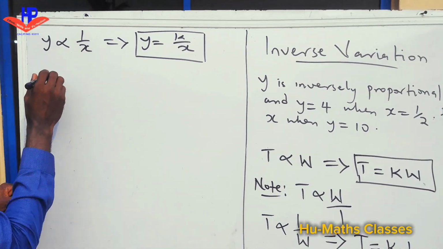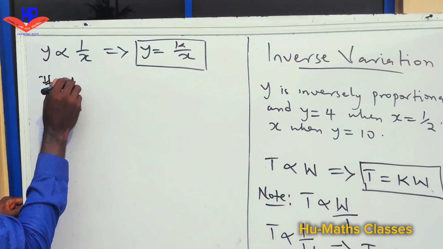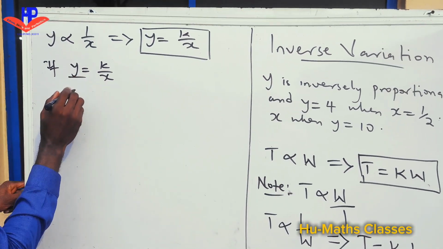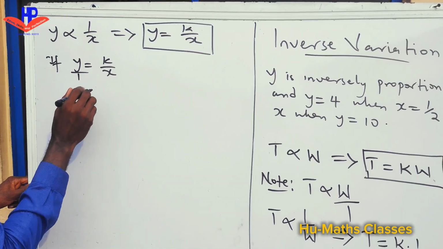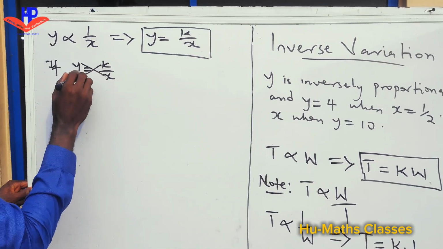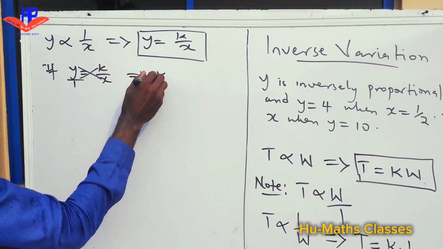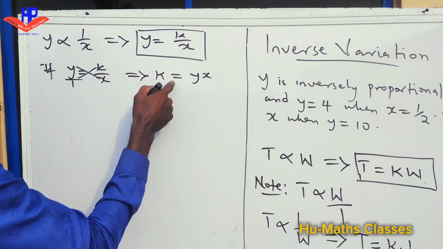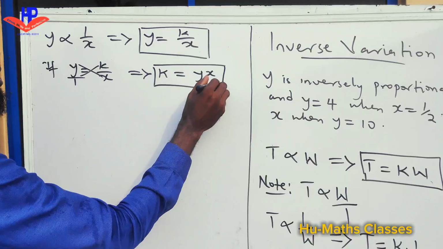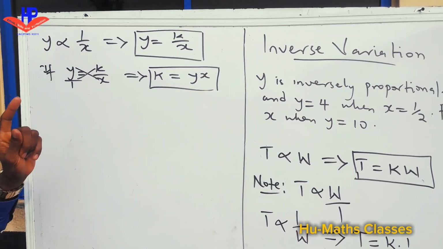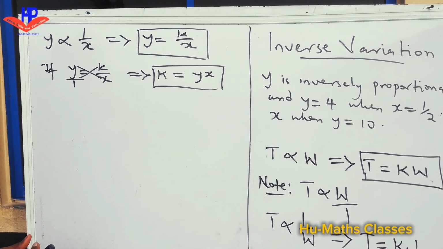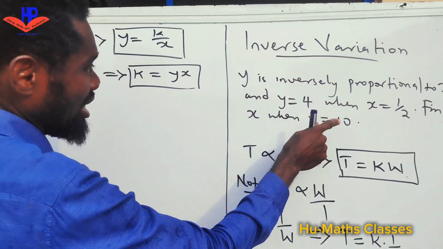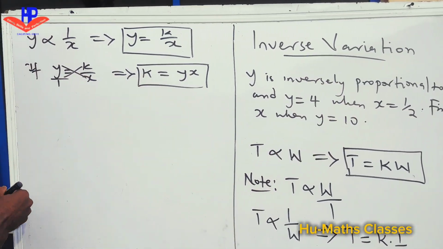So for us to find K, if Y is equal to K over X, remember that Y can also be written as a fractional number Y over 1. Here we cross multiply. So K is equal to Y times X, which gives us YX. So this is the standard for K. We will now use that to solve the first aspect of the problem. They said Y is inversely proportional to X and Y is 4 when X is 1 over 2. So we are looking for K.